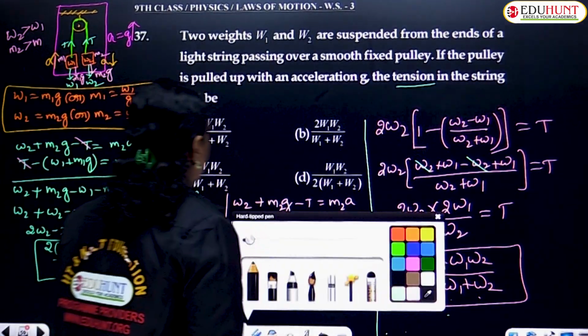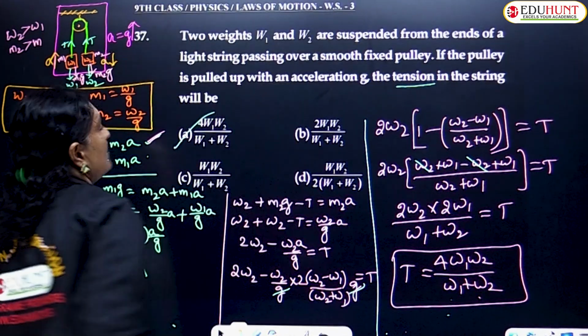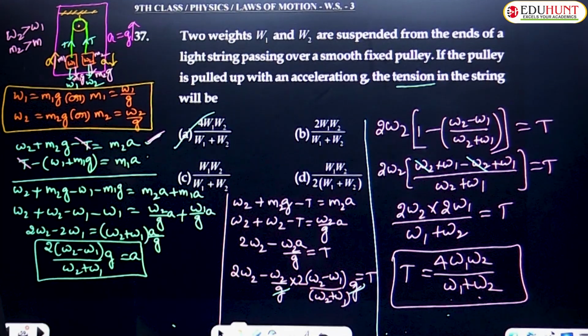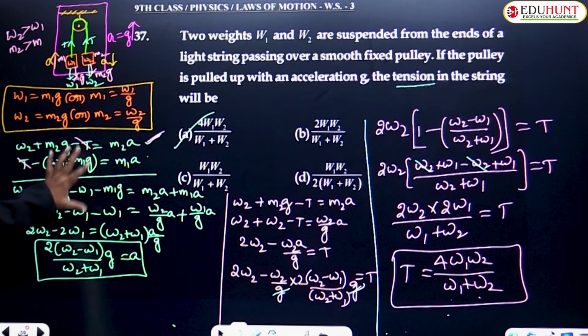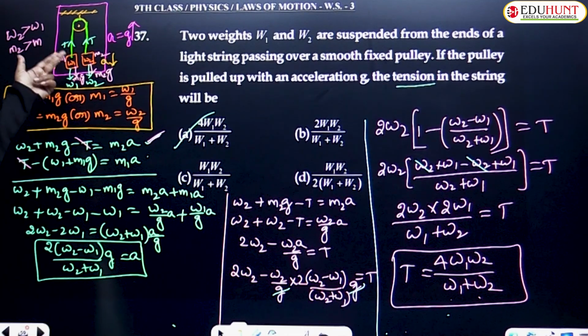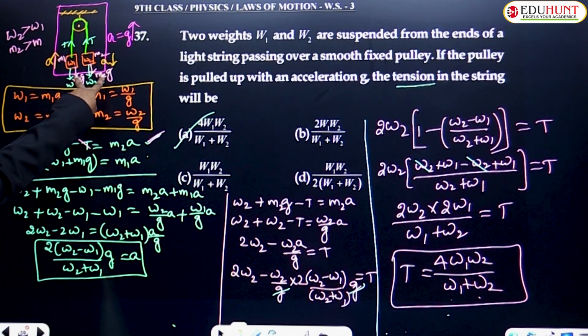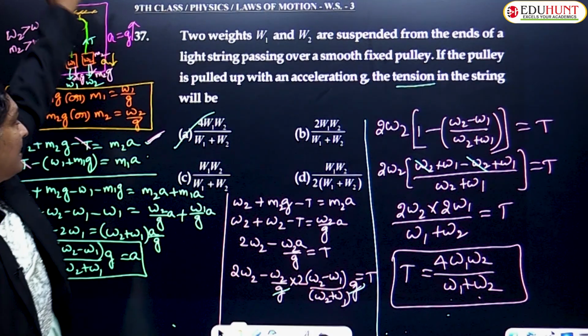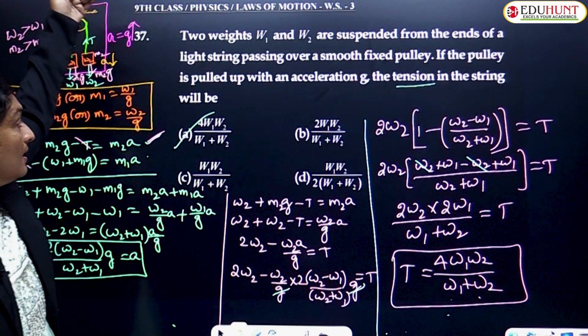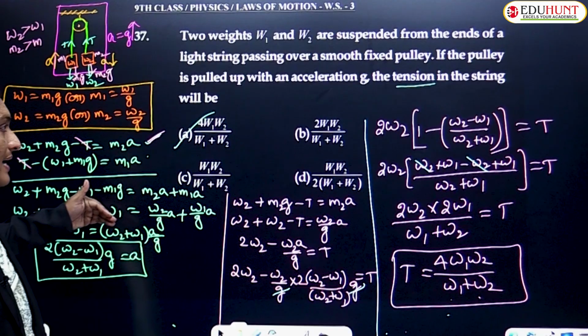Hence, the correct option must be the first option, that is 4W1W2 by W1 plus W2. So, look at this carefully, children. The only thing is that the extra part acting here is M1G and M2G, because the pulley itself is accelerated upwards. There must be a pseudo-force acting downwards.